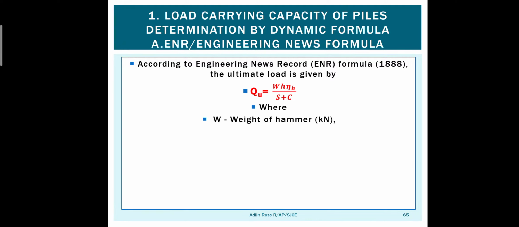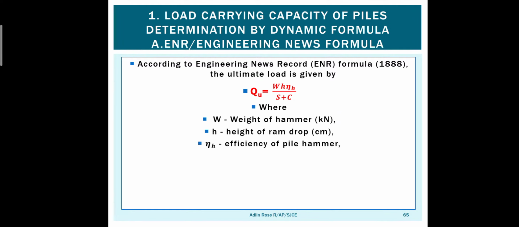W is weight of the hammer in kilonewton. H is height of fall. The hammer is raised and put down to drive the piles inside the soil. When you do the impact test, you raise the hammer 75 centimeter and then drop it. Similarly, that is the height of fall here.